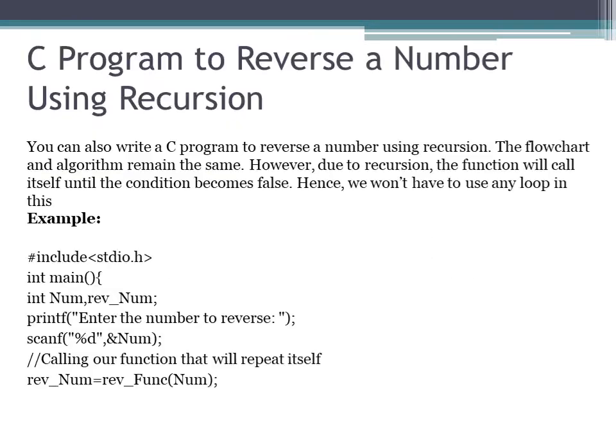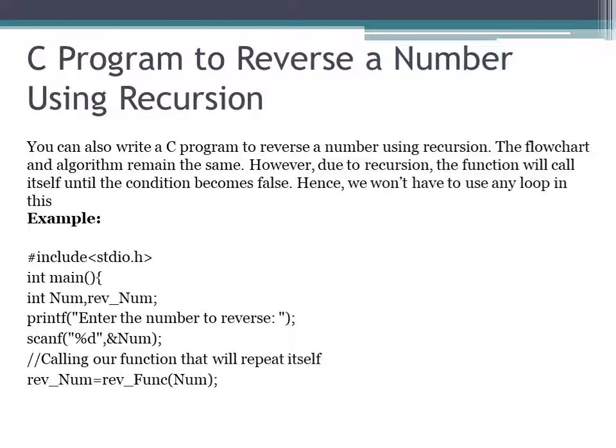Then next we are seeing the reverse number program using recursion. Before we saw it with while loop, now we are going to see it with recursion. You can also write a C program to reverse a number using recursion. The flowchart and algorithm remain the same. However, due to recursion, the function will call itself until the condition becomes false. Hence, we won't have to use any loop in this. It is just a recursion format.